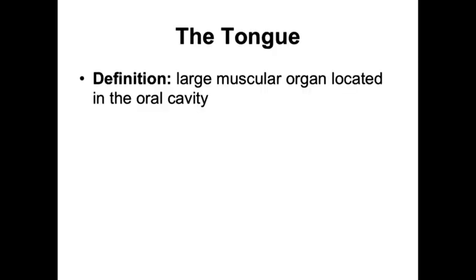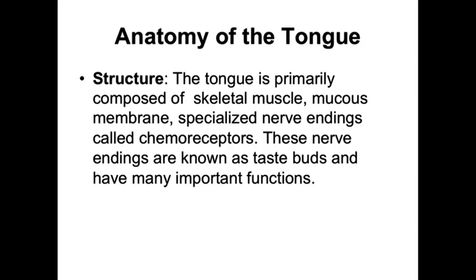The tongue, which is a large muscular organ in the cavity, it's skeletal muscle. We know that there are specialized nerve endings and chemoreceptors there. We know that cranial nerve 7 and 9, 7 is facial nerve, sweet, sour, and salty, for the anterior 2/3 of the tongue. Cranial nerve 9, which is the glossopharyngeal, is the posterior 1/3 of the tongue. We know cranial nerve 12 moves the tongue. We know cranial nerve 5 deals with sensation to the tongue, like pain and temperature.